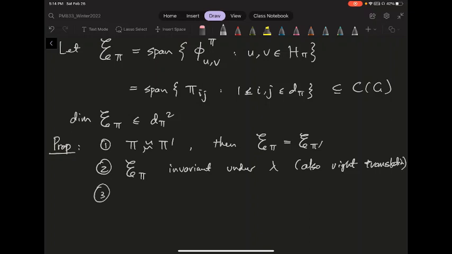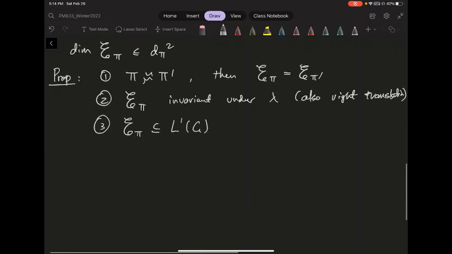And finally, if you think about this E pi as a subset inside the L1 of G, L1 of G is an algebra, so you can talk about its ideal, okay? So this is, in fact, a two-sided ideal inside the L1. By two-sided ideal basically means if you convolute anything on the left or on the right, you end up with something in E pi as well, okay?